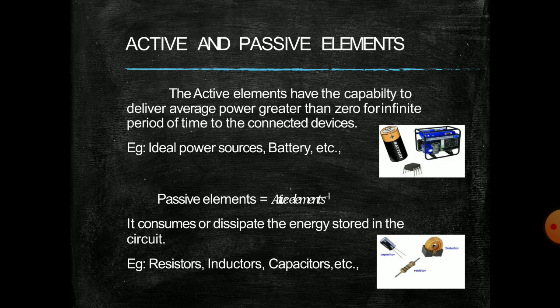Though that battery sources are giving charge to your mobile. So these are called active elements. Passive elements are exactly opposite to the active elements. They consume or dissipate the energy stored in the circuit, like resistor, inductor and capacitor. So resistor, inductor and capacitor are the examples of passive elements.